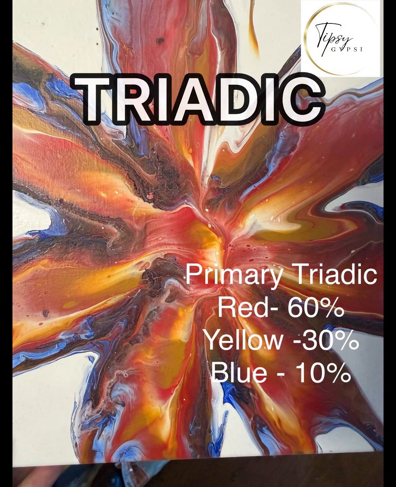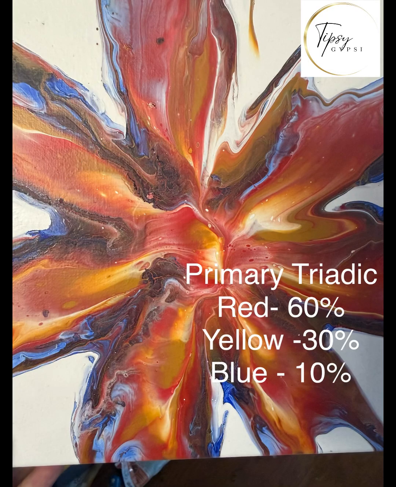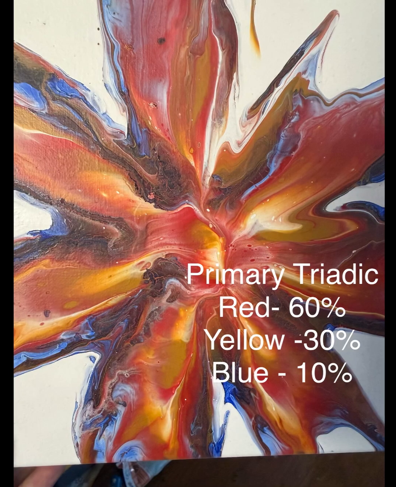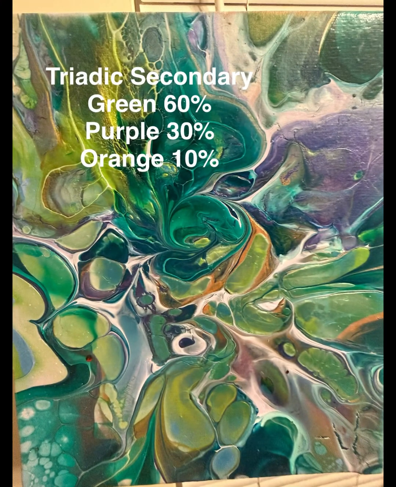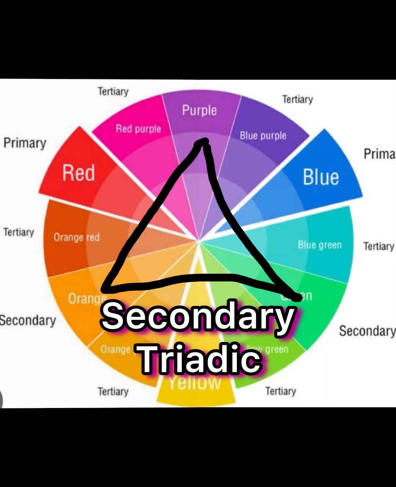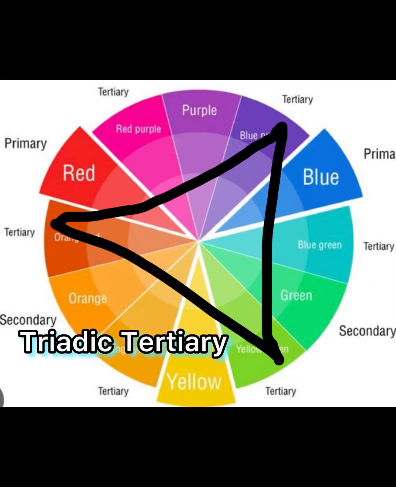That means each color is evenly spaced in a triangle. For this example, I did 60% red, blue, and then yellow. Now, this is a triadic secondary palette, which means green, purple, and orange. There's no primaries. Now pay attention to these drawings. So we have secondary triadics, tertiary triadics, and of course primary triadics.